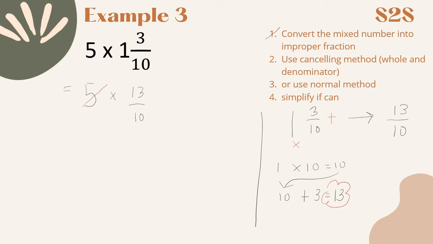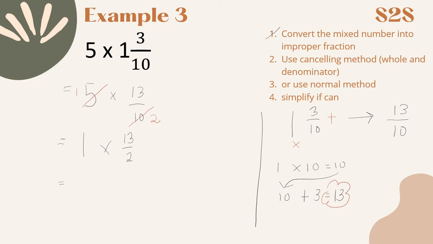So 5 divided by 5 gives 1. 10 divided by 5 gives 2. Whatever is left, bring it down. So we have 1 times 13 out of 2. 1 times a number gives the number itself.